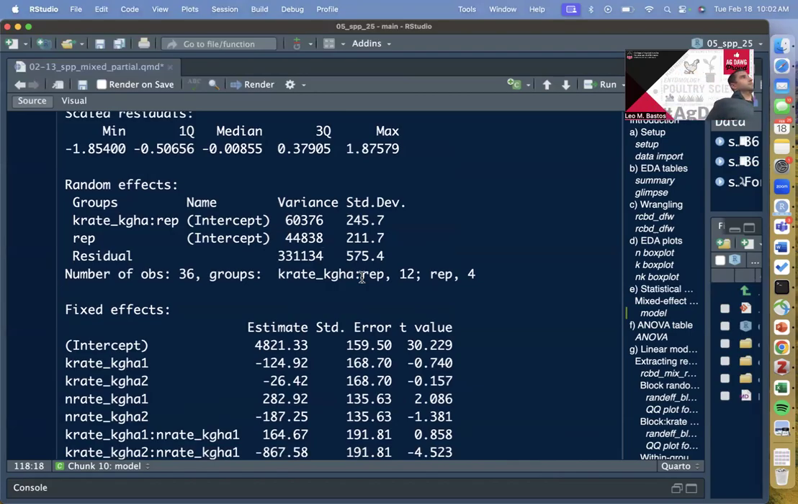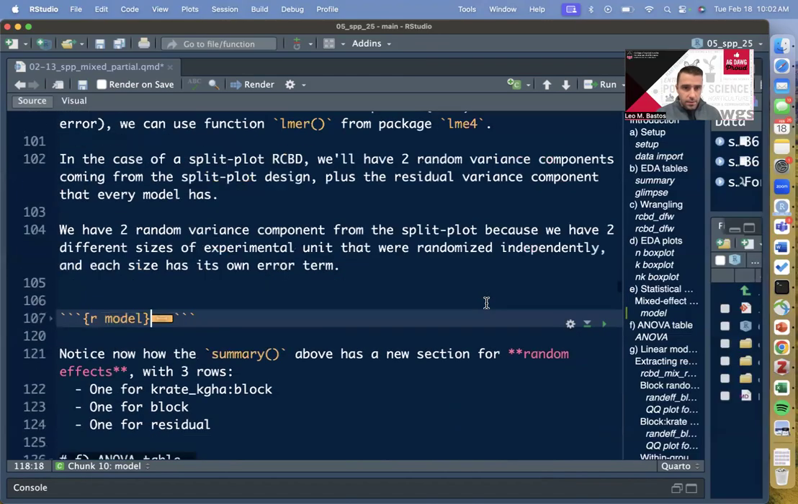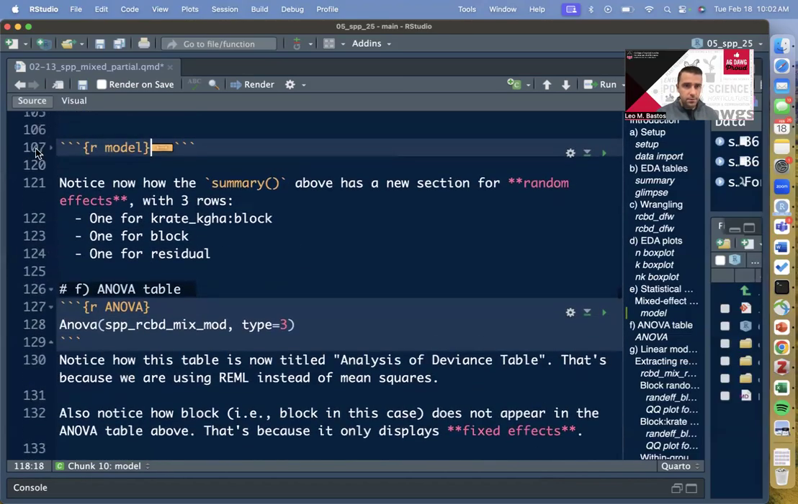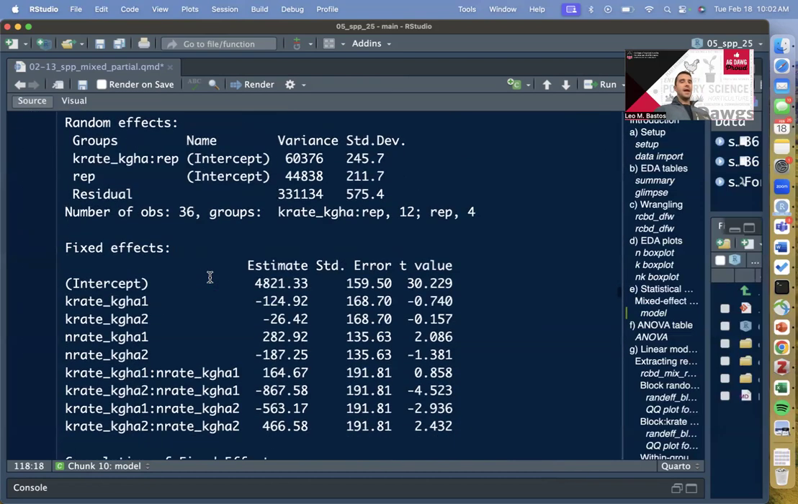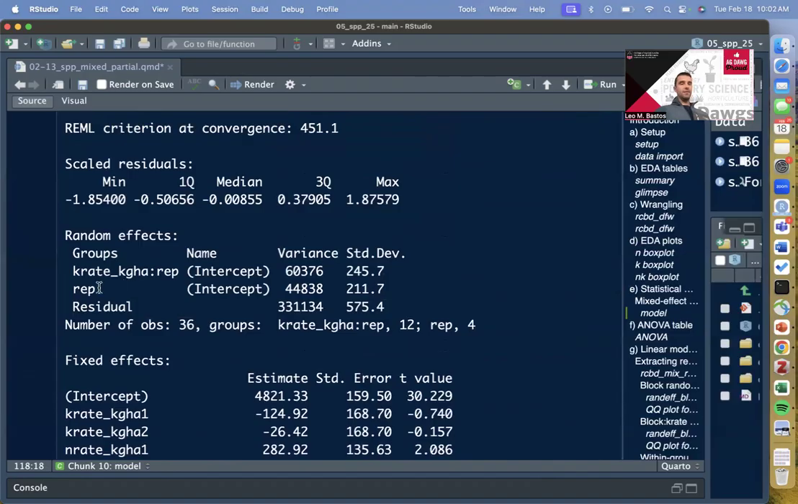You said all the P rate would go to the residual. So how would that change this kind of graphic that we did? If we had the split plot example, then in our case it would be nitrogen rate, potassium rate, and rep. There would be another line here.